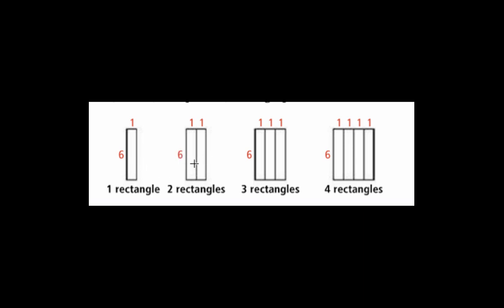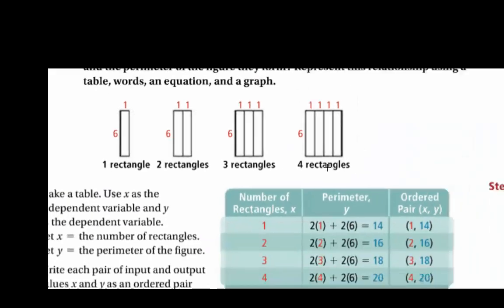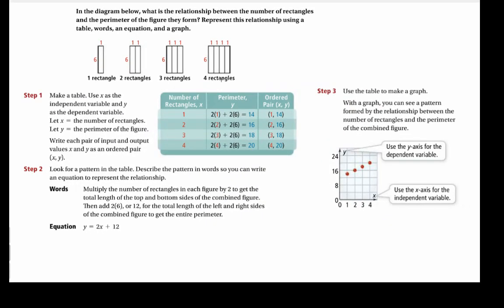So when we put two together, we have a 6, and then we have a 1 and a 1, and a 6 over here, and a 1 and a 1. And here's what it looks like when we put 3 rectangles together, and here's what it looks like when we put 4 rectangles together. So what we're going to do is look at the pattern that develops here. For every rectangle we add to the figure, what happens to its perimeter?